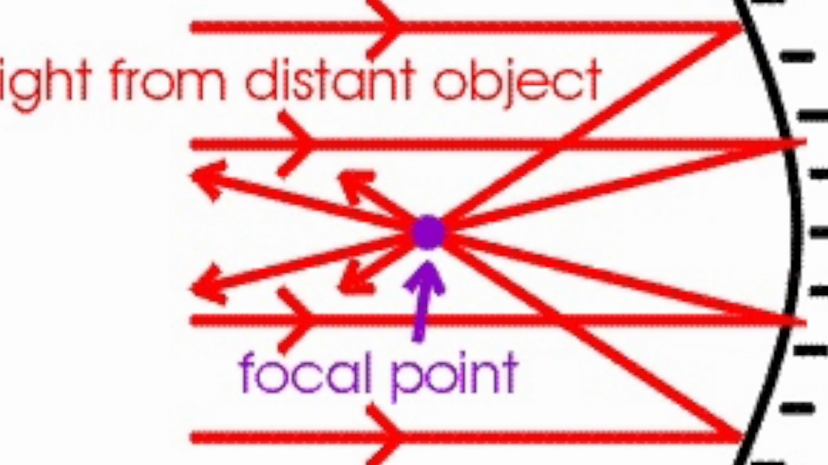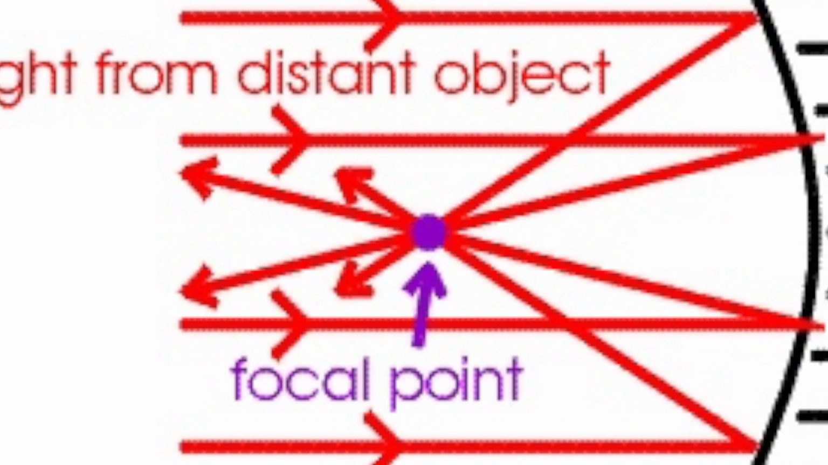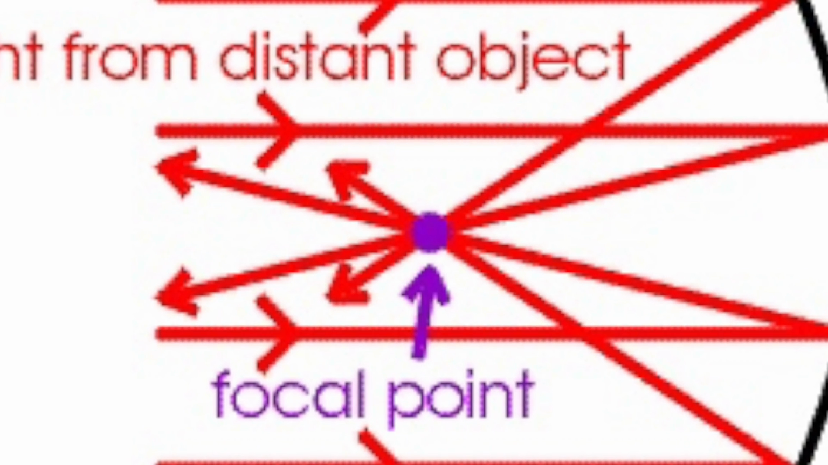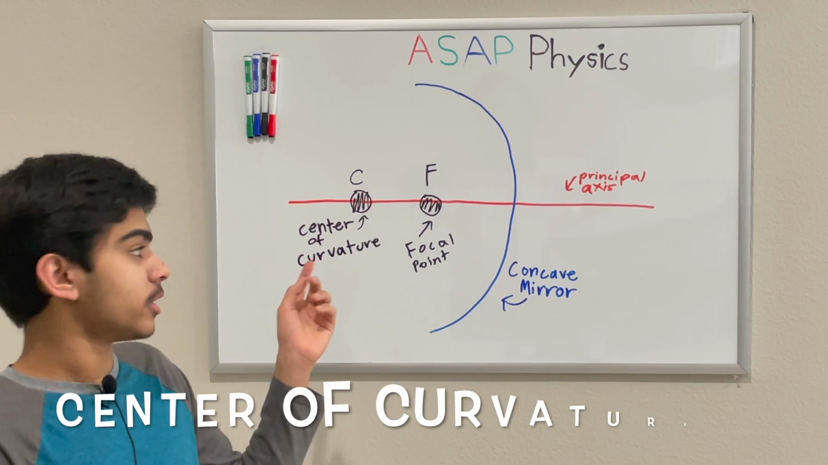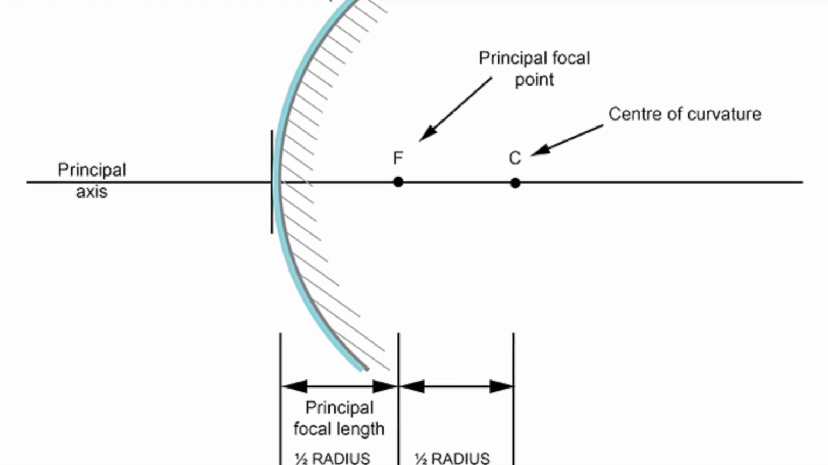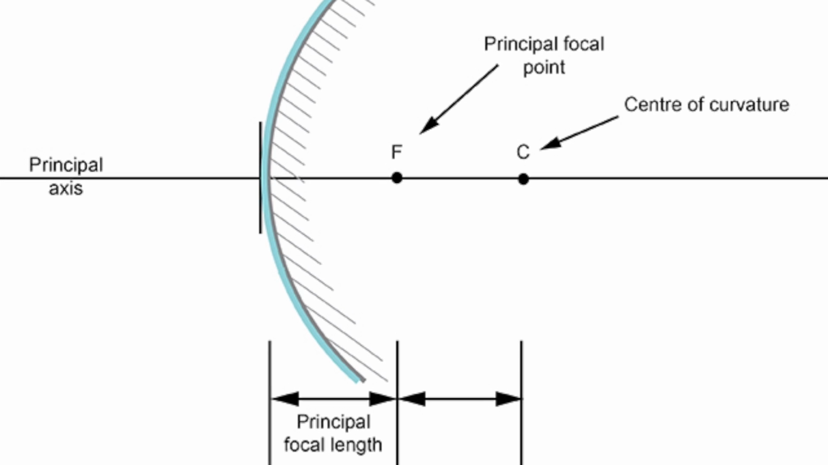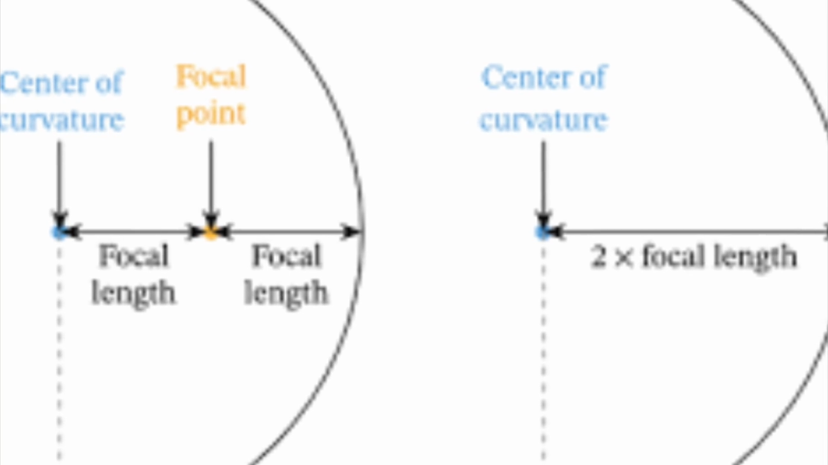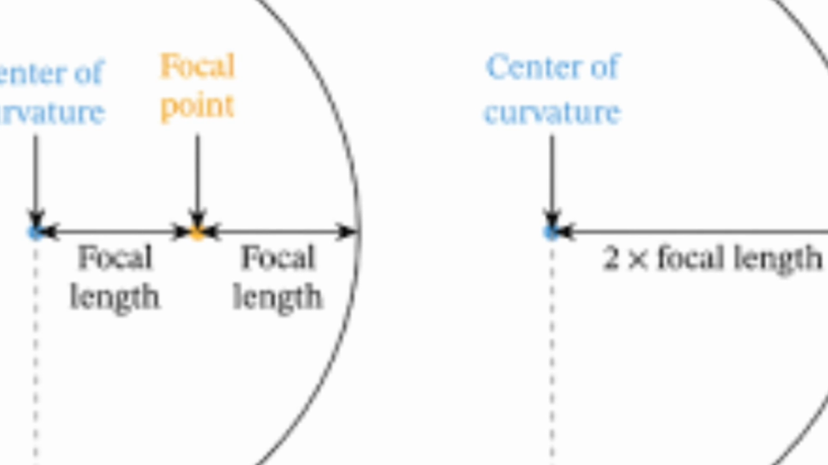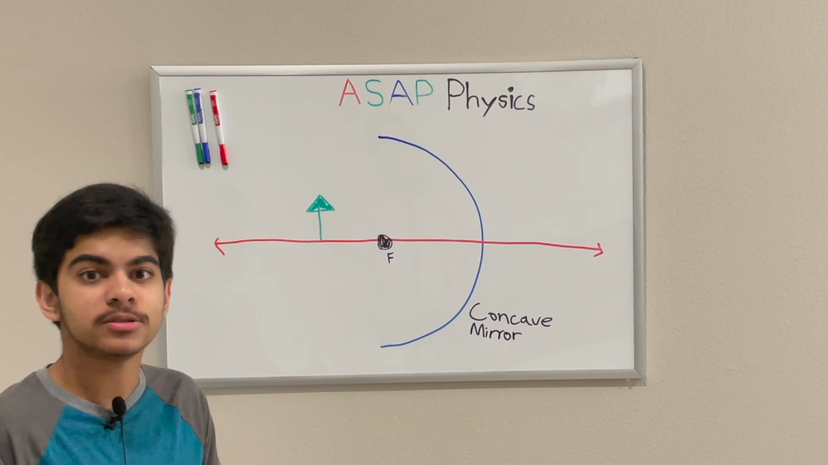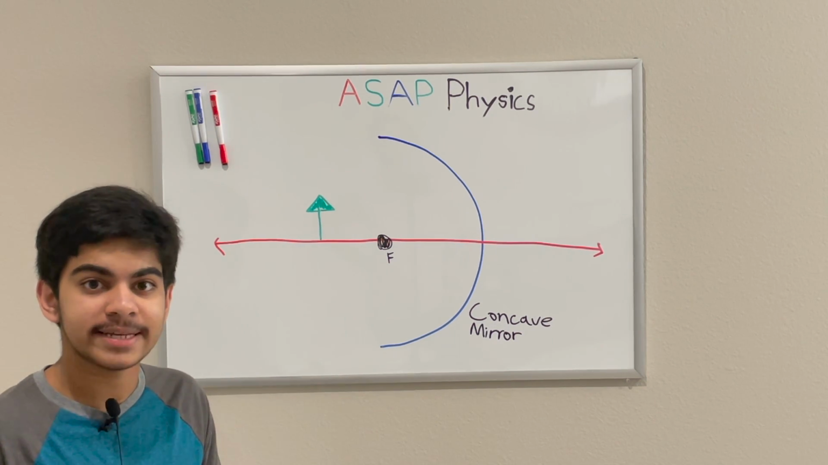The second thing is the focal point. The focal point is really important as it appears in many of our reflection problems, which we will cover at the end of this video. The third one is the center of curvature. The center of curvature is an important point to know because it is the center of the spherical mirror. Now, one important relationship we need to make here is that the center of curvature is twice the distance of the focal point.